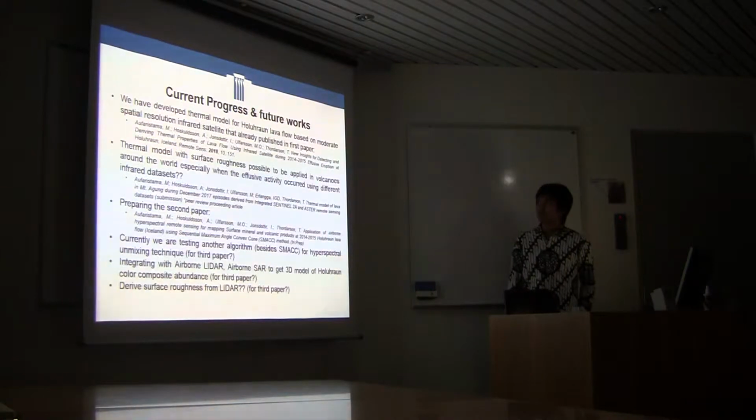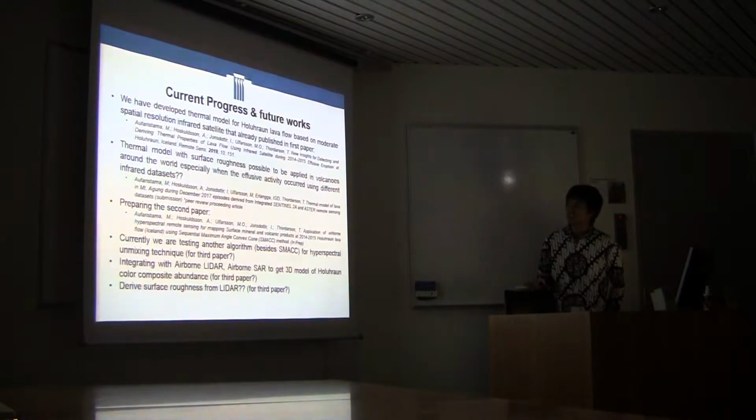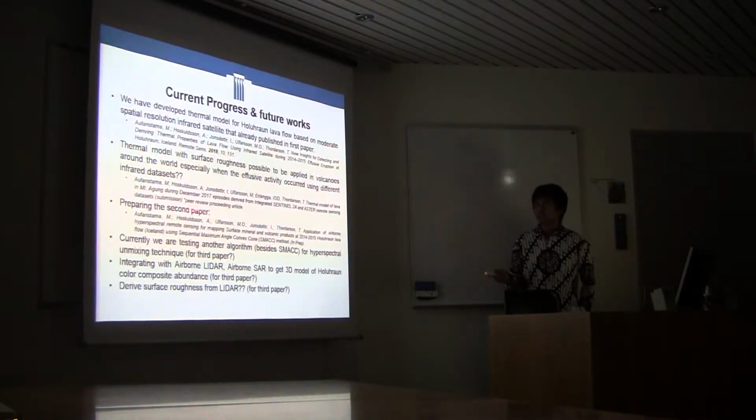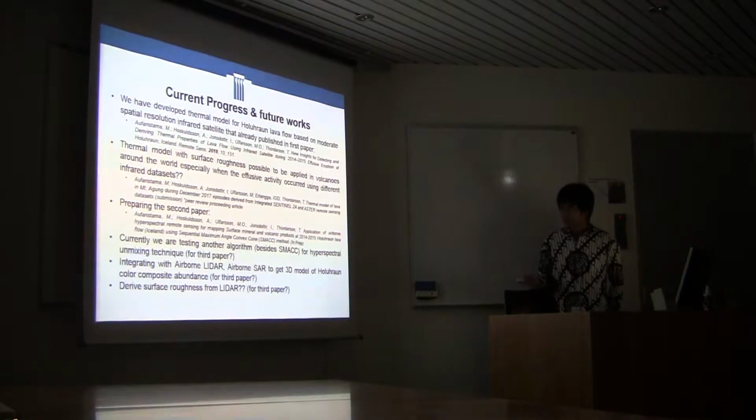A model for the Holuhraun lava flow based on moderate spatial resolution infrared satellite data is already published in Remote Sensing. Second, the thermal model with surface is possible to be applied to volcanoes around the world, especially when effusive activity occurred, using different infrared datasets. This is already submitted in a peer-reviewed proceeding article about the Agung eruption in December 2017.